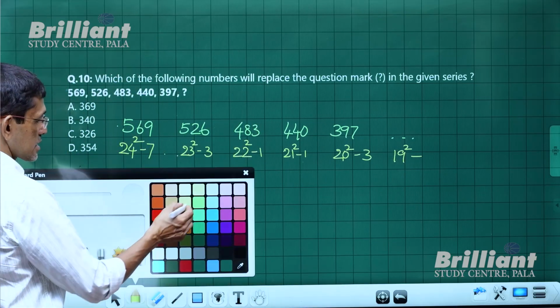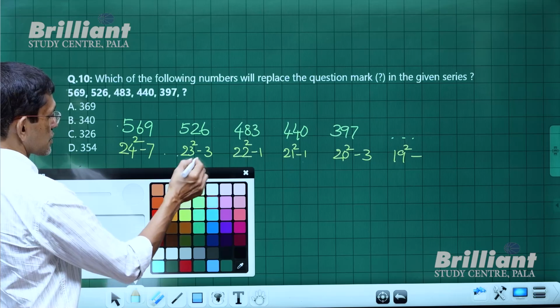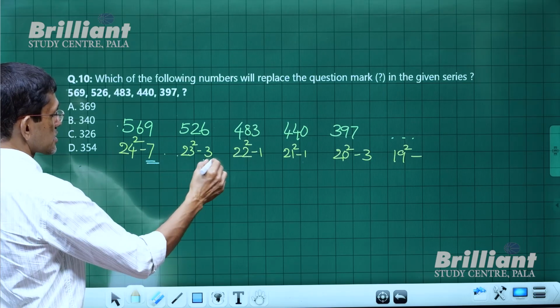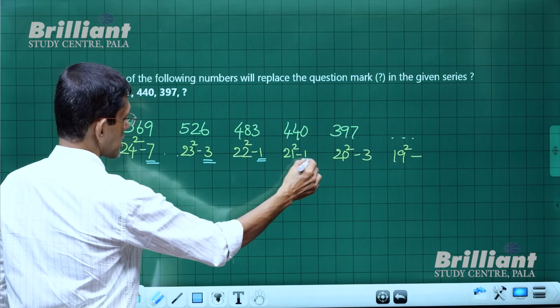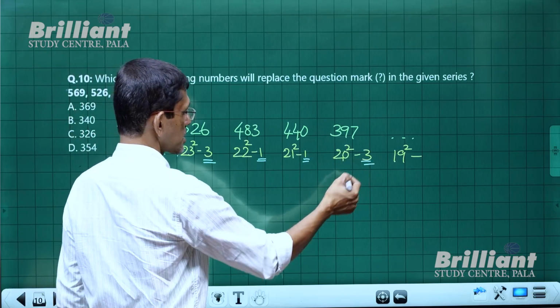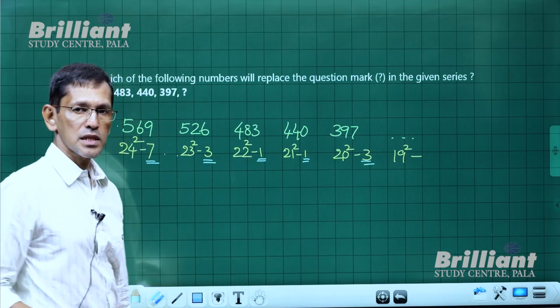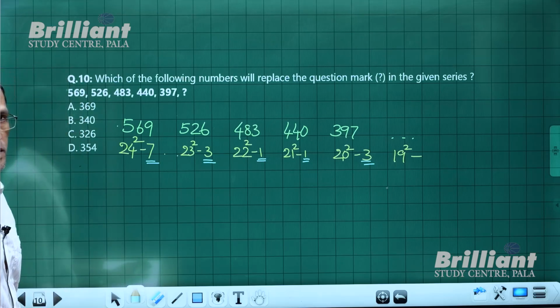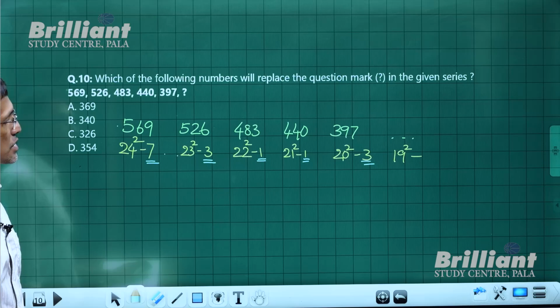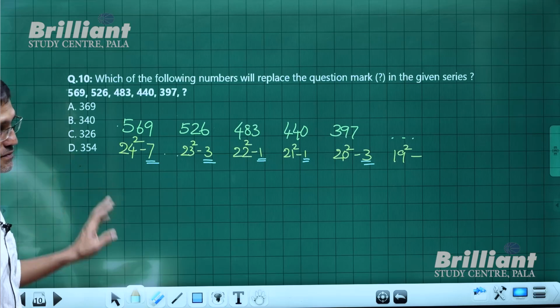So, in this case it was minus 7. This case it's minus 3. This is minus 1. This is minus 1. This is minus 3. Can we say that 19 square minus 1 is the pattern? Not sure. 19 square is 361. 361 minus 1 is 360. We don't have such an answer here.